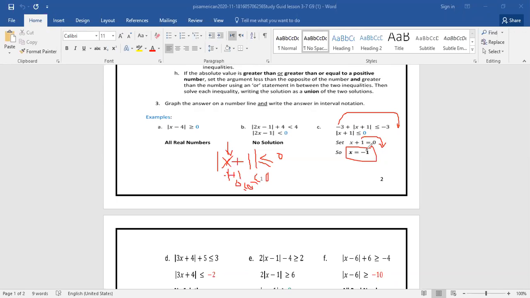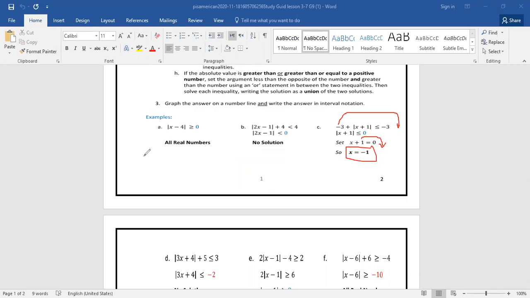So in this case, when the absolute value is less than or equal to 0, we change the inequality to an equation, and then we find the answer to make it correct. Let me give you a question. Please try to solve it and tell me the answer.